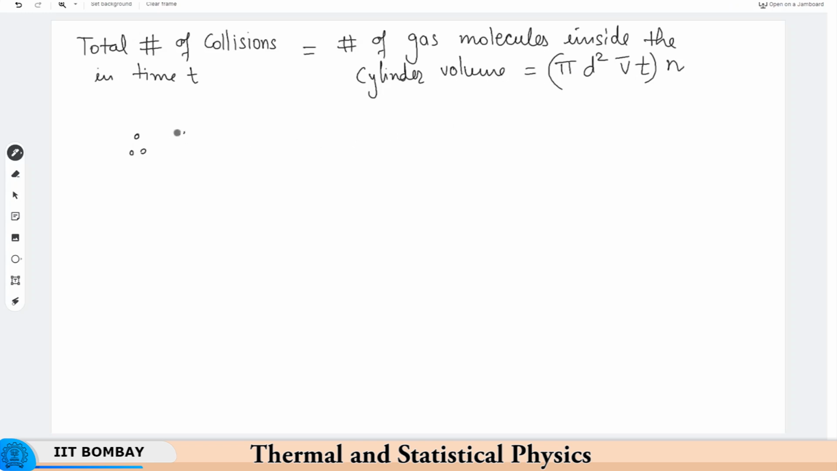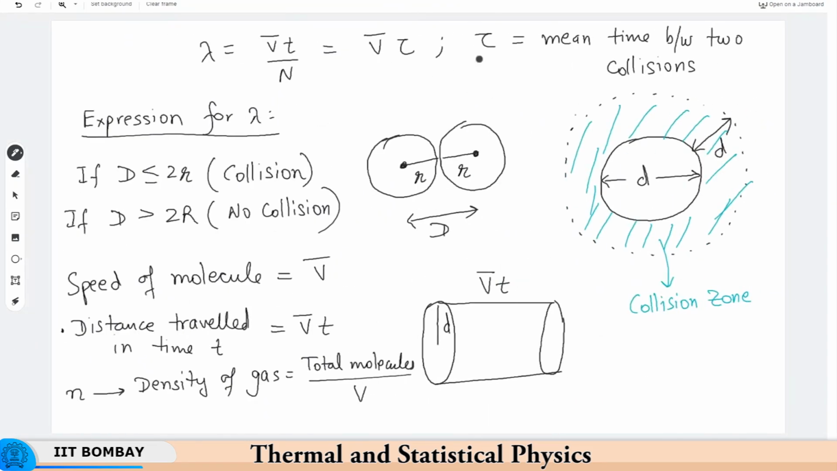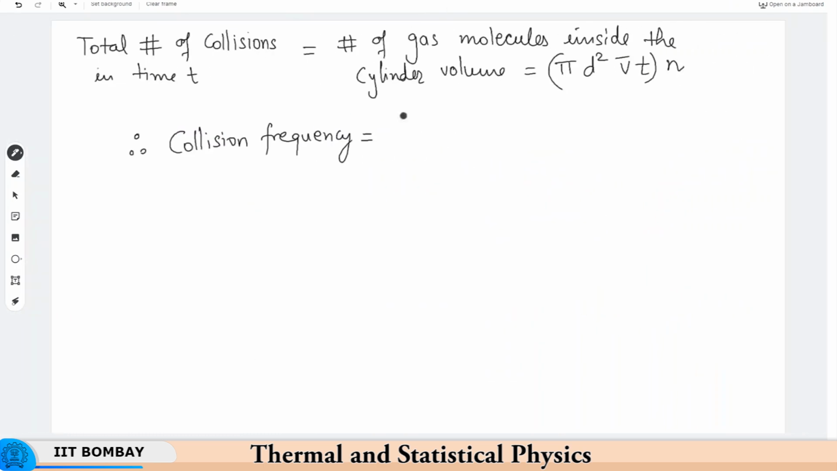So, then what will be the collision frequency, right? And what is collision frequency? That is just the inverse of the mean time between two collisions, right. So, that is just 1 by tau, and that is just the total number of collisions per unit time. So, that is pi d squared V t n divided by t. So, this is just equal to pi d squared average V times n. So, this is the collision frequency.